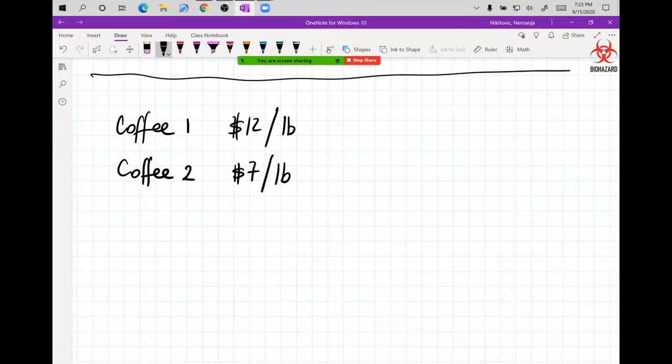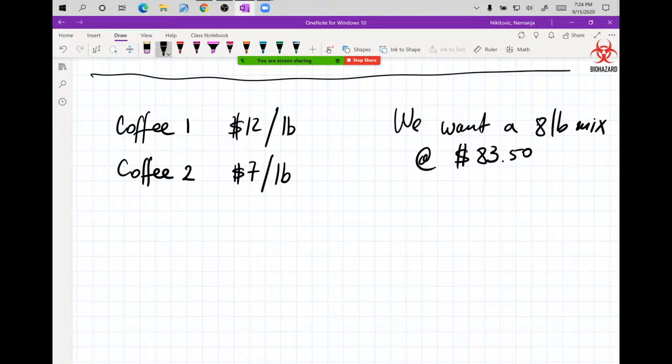So now we got the prices, guys. These are prices for two different types of coffee you can buy when you go to this store, right? So one costs you $12 per pound, the other one costs you $7 per pound. Now, how many pounds of each coffee would it take to make an 8-pound bag of coffee that costs $83.50? Holy nightmare, right? So we want an 8-pound mix valued at $83.50. So that's our problem.